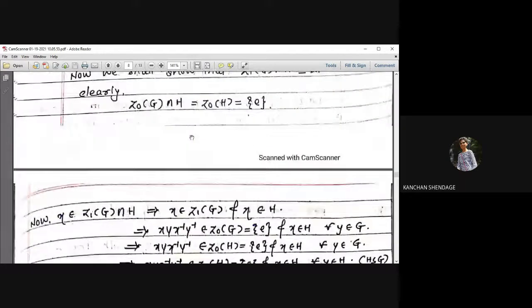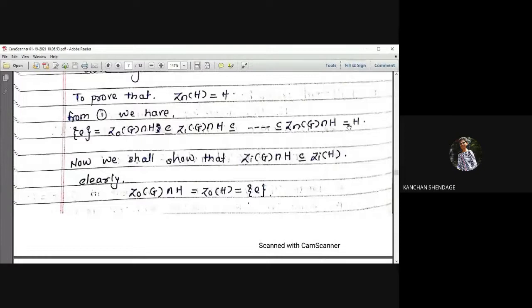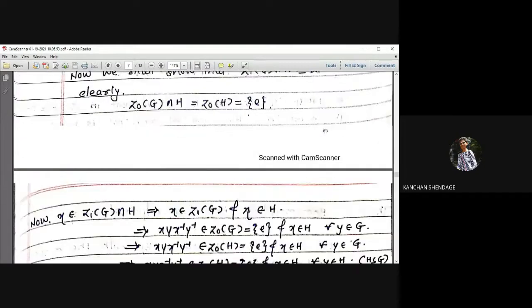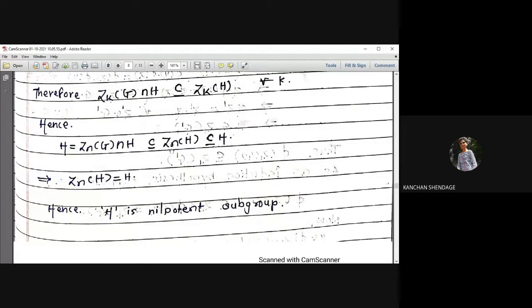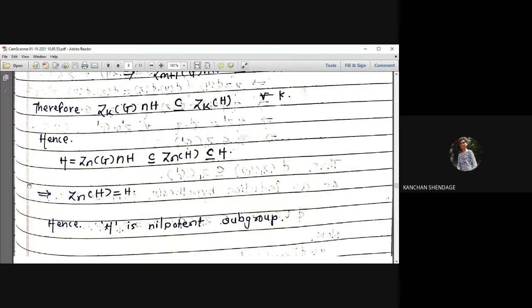How did this come? Look at here. Zn of g intersection h is equal to h. Here h is equal to Zn of g intersection h, but this one is contained in Zn of h by the previous step. But Zn of h is always contained in h. Left hand side is h, right hand side is also h. It means that Zn of h is nothing but h, hence h is a nilpotent group by the definition. Any doubt? We used induction here.